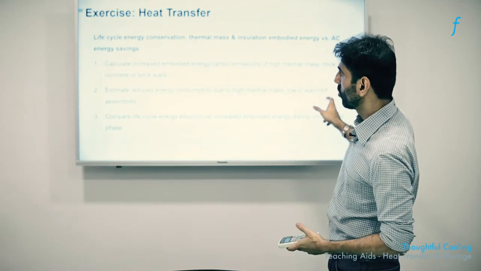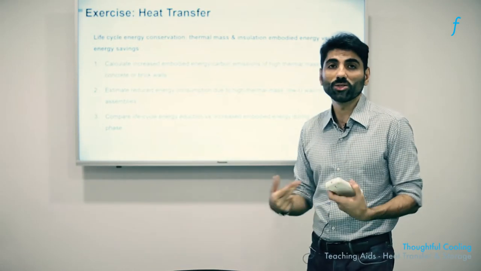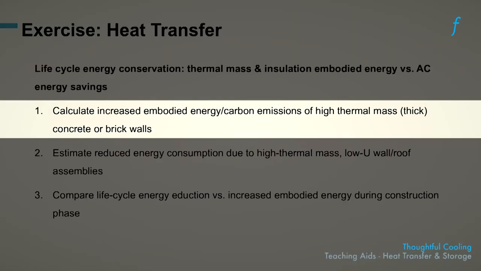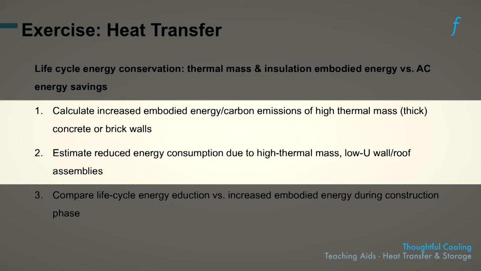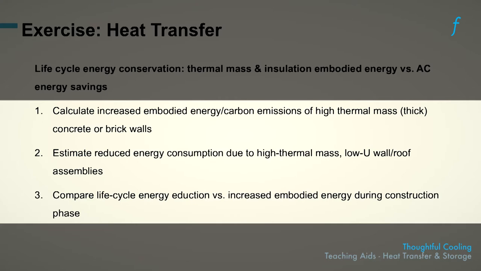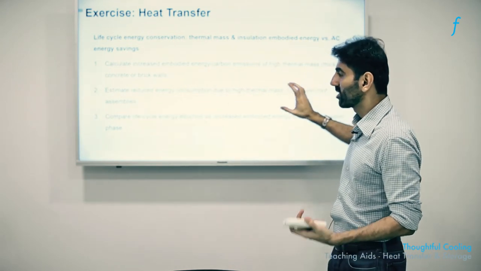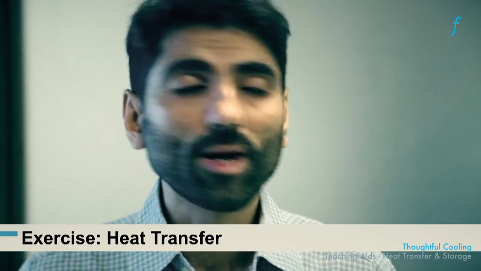So what you would do to be able to answer this question, or students to be able to answer this question for themselves, is first calculate the increased embodied energy of the thick wall. Estimate the reduced energy consumption due to high thermal mass, low U values, and then compare whether these demerits, which is increased embodied energy, are offset by the virtues or merits of having the thick wall and the reduced Q, which is then operating because of the low U values. And we'll just get a little bit into the equations in the next couple of slides.